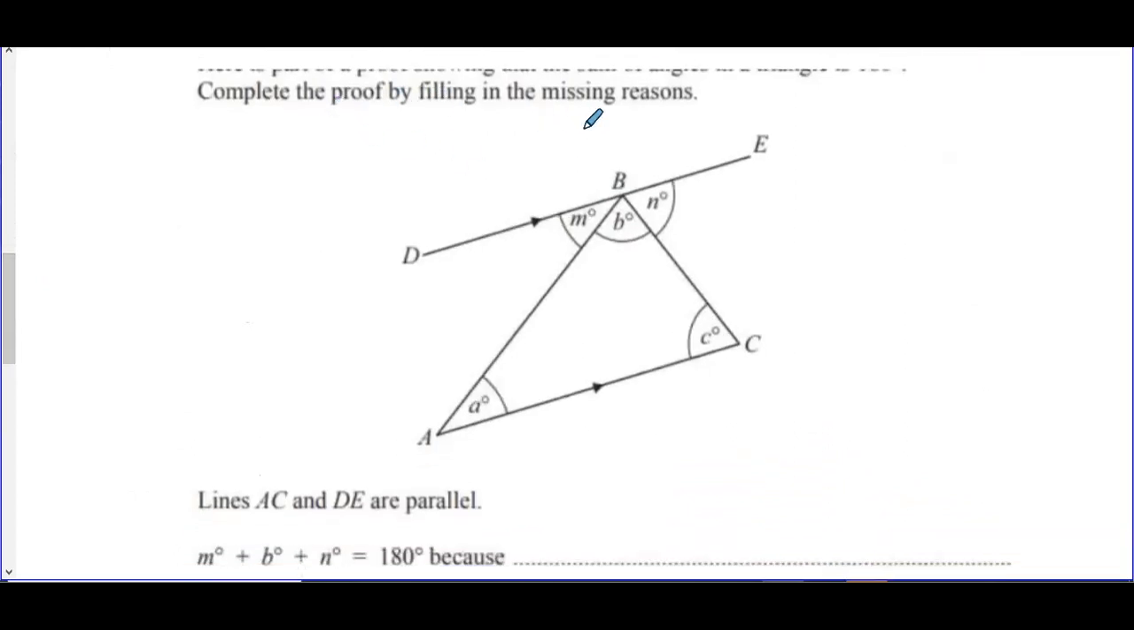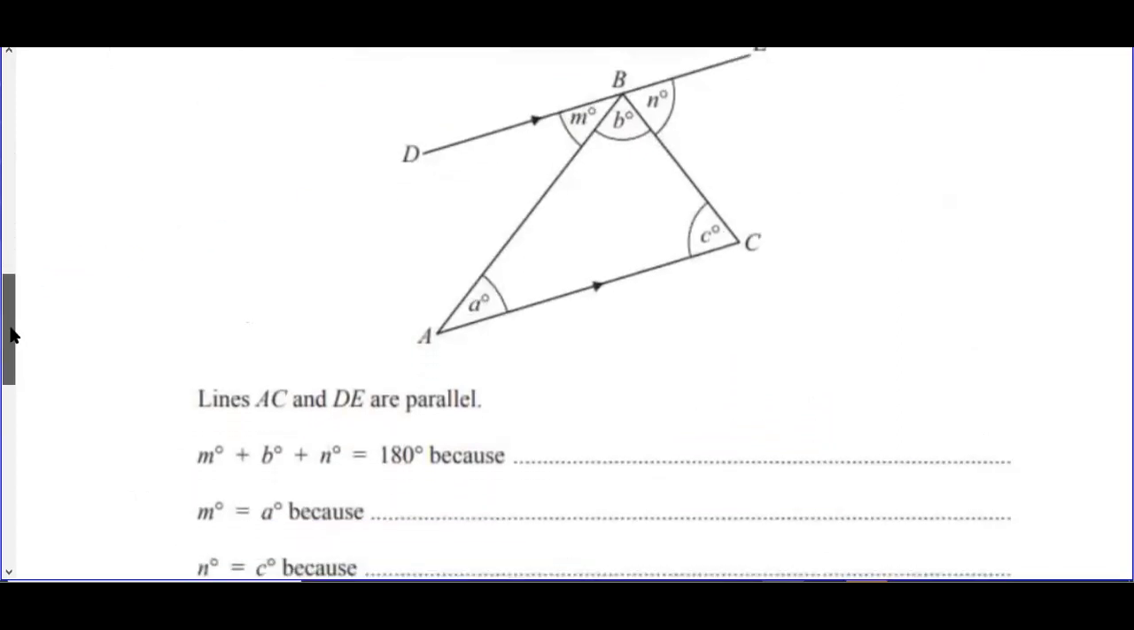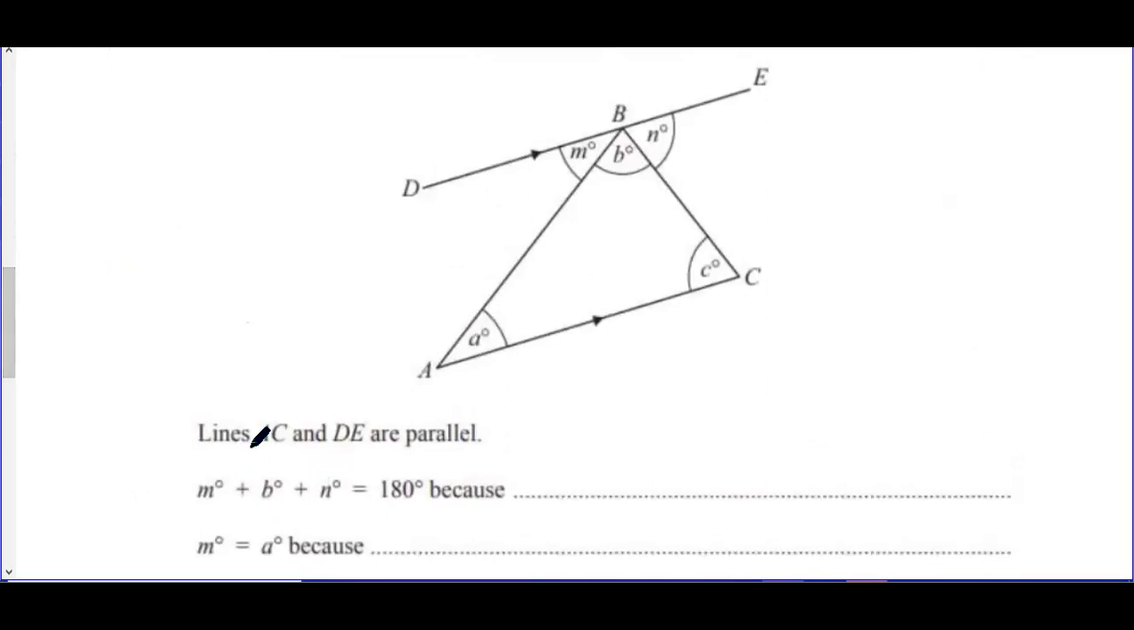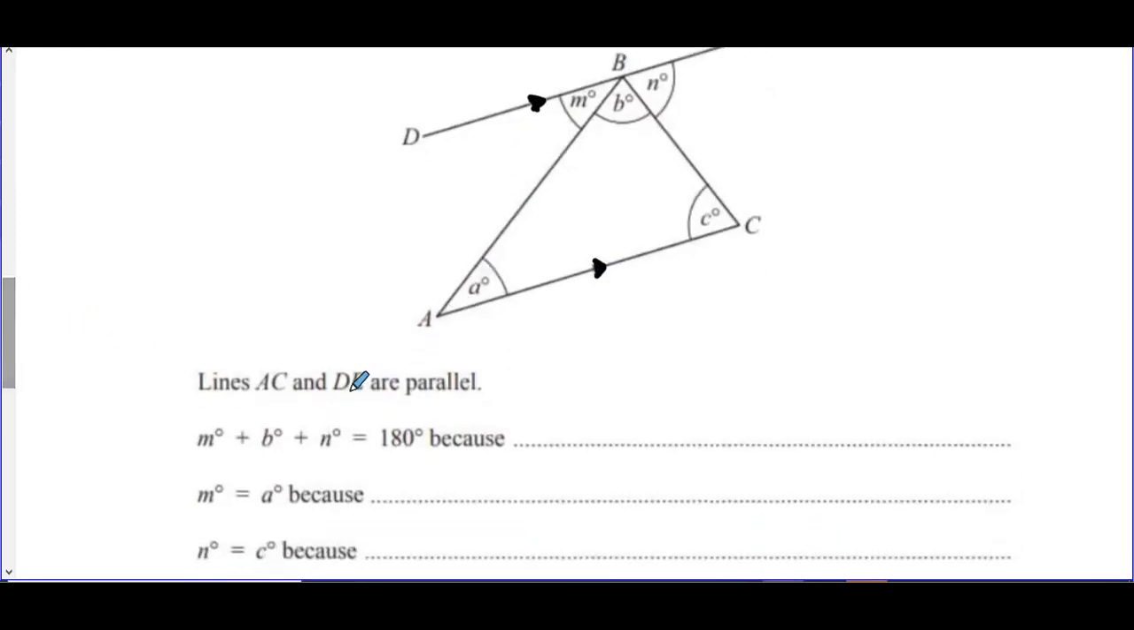Complete the proof by filling in the missing reasons. Okay, let's start now. We have the line AC, and DE is also another line, and you can see that there is a symbol for parallel lines. Can you see this? This is a symbol which means parallel lines. So lines AC and DE are parallel.